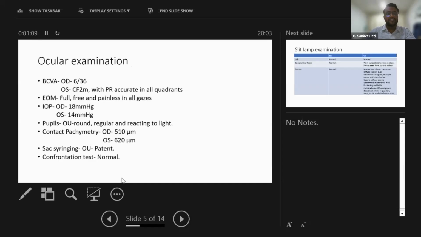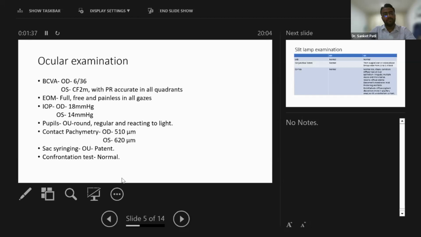On ocular examination, the best corrected visual acuity in the right eye was 6/36. In the left eye, it was counting fingers 2 meters with PR accurate in all quadrants. Extraocular movements were full, free, and painless in all cases. Intraocular pressure in the right eye was 18 millimeters of mercury, and in the left eye was 14 millimeters of mercury. Pupils were round, regular, and reacting to light.